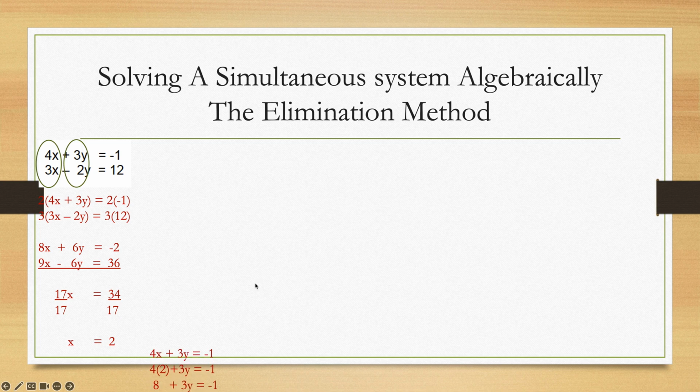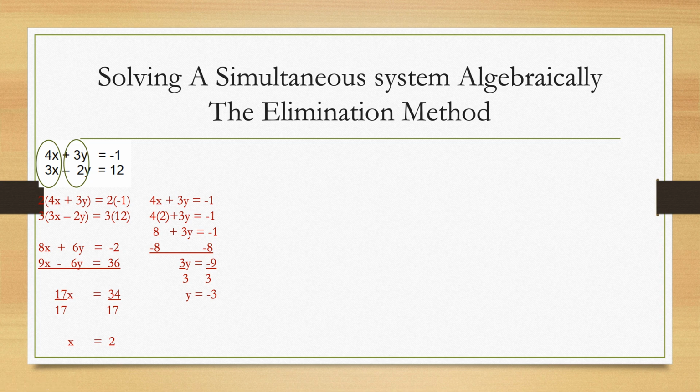Now I go back and I substitute that in. I'm going to take the 2 and substitute it in for the x value. I'm using the top equation here. 4 times 2 is 8, plus 3y is -1. Subtracting 8 from both sides, 3y is -9, dividing by 3, and I get y is -3.